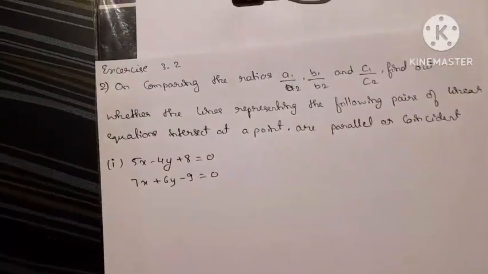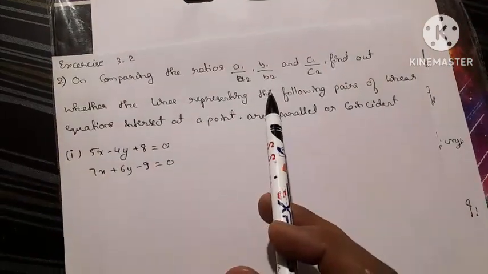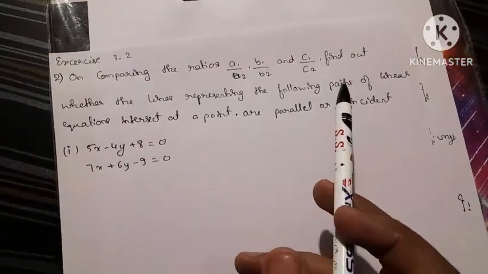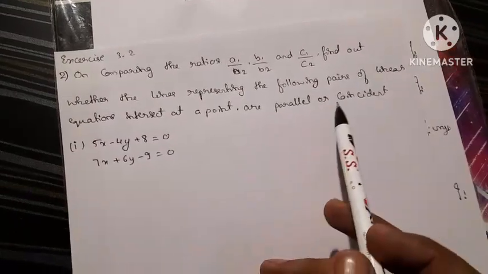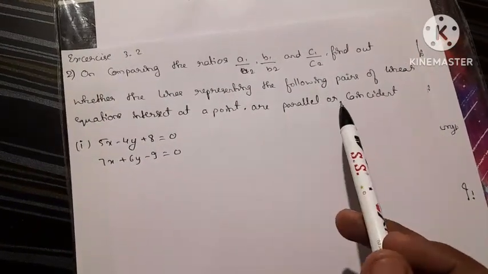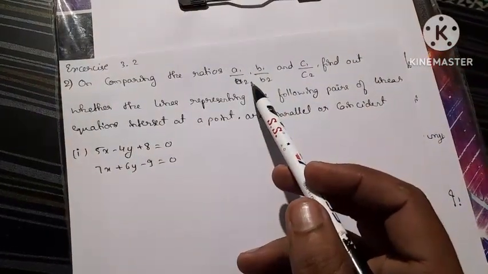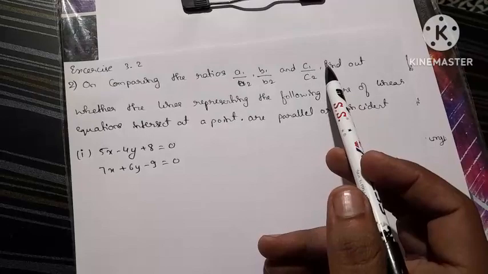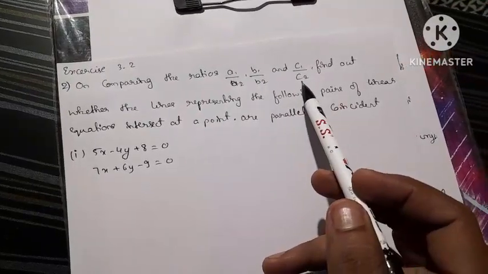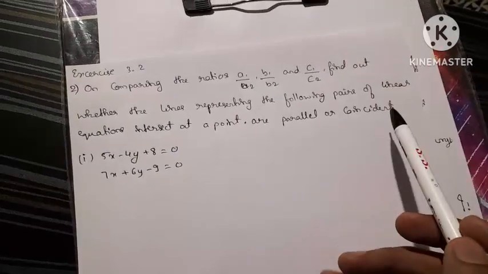So exercise 3.2, question number 2. The question states that on comparing the ratios a1 by a2, b1 by b2 and c1 by c2, find whether the lines representing the following pairs of linear equations intersect at a point, are parallel or coincident. So we have to find out whether a1, b1, c1 containing line 1 and a2, b2, c2 containing line 2, do they intersect, are they parallel, or are they coincident?